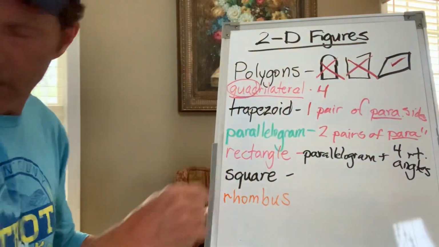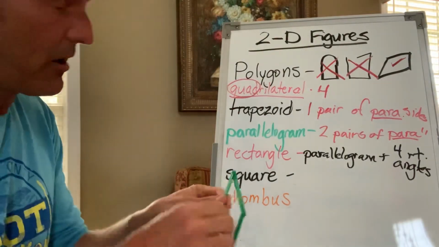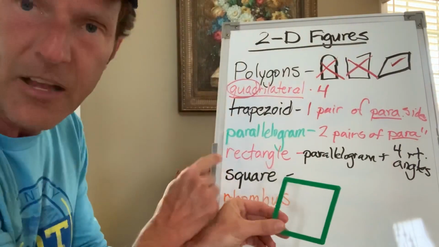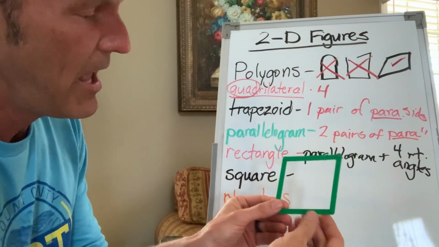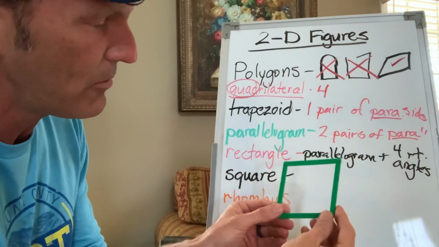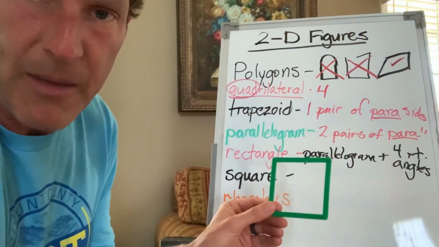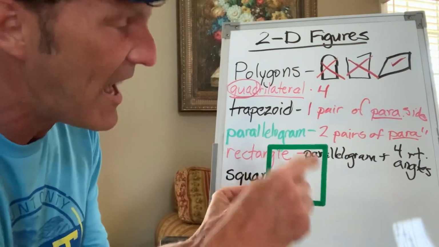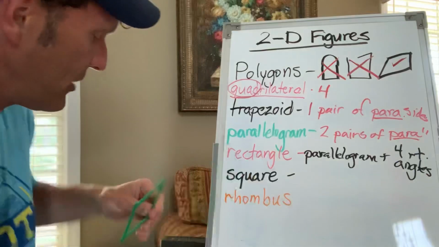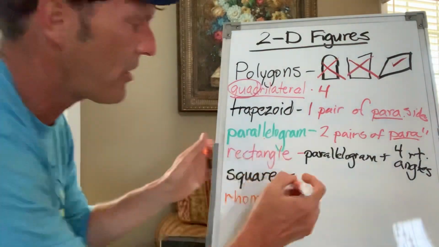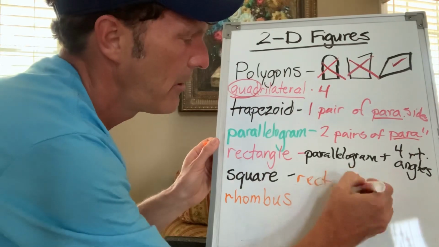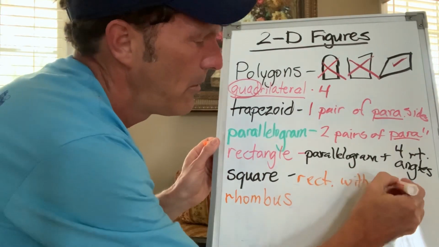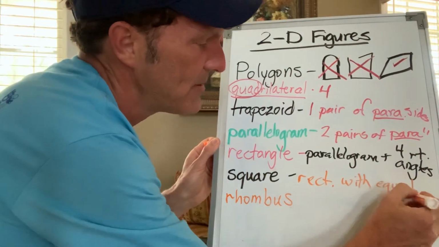Now we know a square is unique because a square is a rectangle because it has opposite sides parallel and it has 4 right angles. But what's more unique about it is that all 4 sides are the same length, or equal length. So a square is a rectangle with equal sides, 4 equal sides.